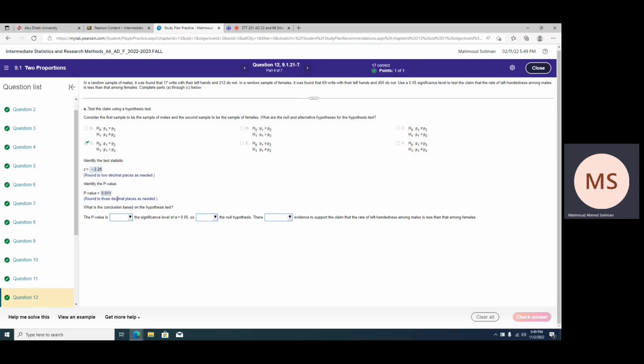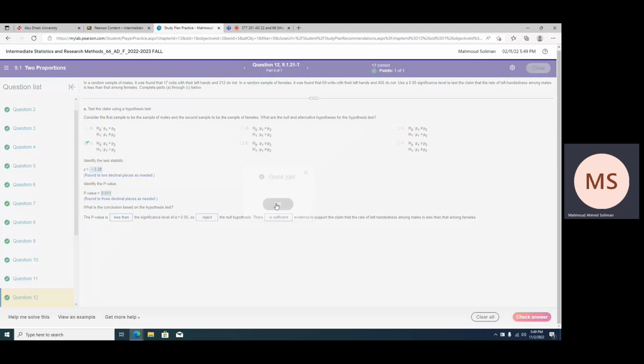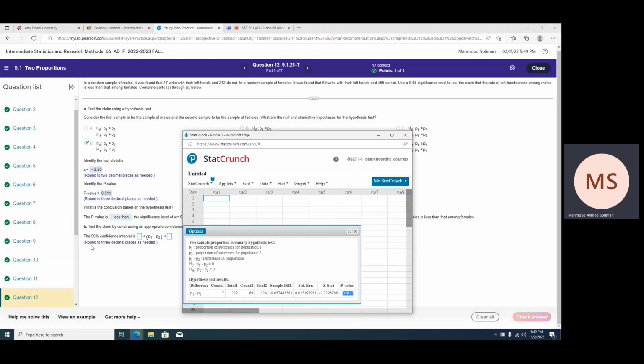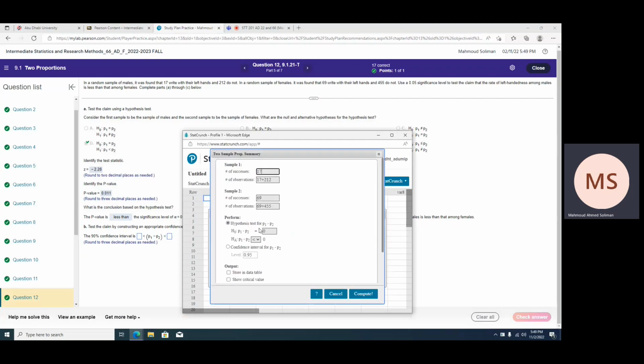P value. So the P value is less than alpha, which means we reject. That means there is sufficient evidence. Good. Now, they gave us the level, so we'll go to edit, and we'll put 90.